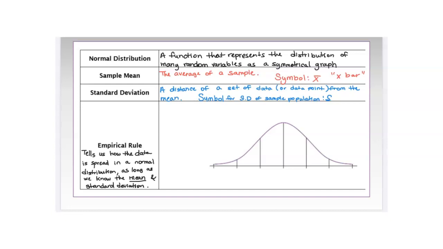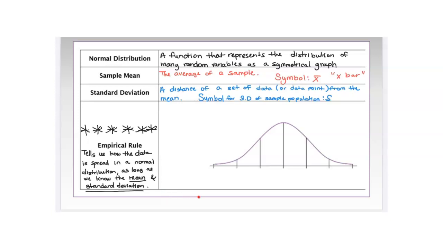All right, so one of the most important things that you will need to know within this unit is called the empirical rule. And you'll need to know how it works. So this is to be highlighted in your notes, the empirical rule. The empirical rule tells us how the data is spread in a normal distribution as long as we know the mean and the standard deviation. So those are two key things that we need to know, the mean and the standard deviation.